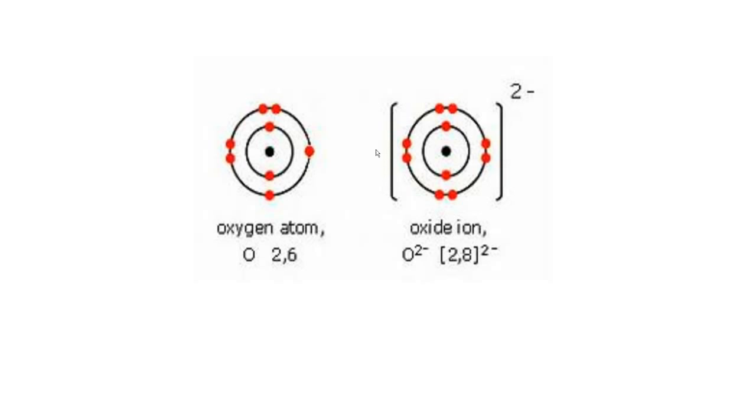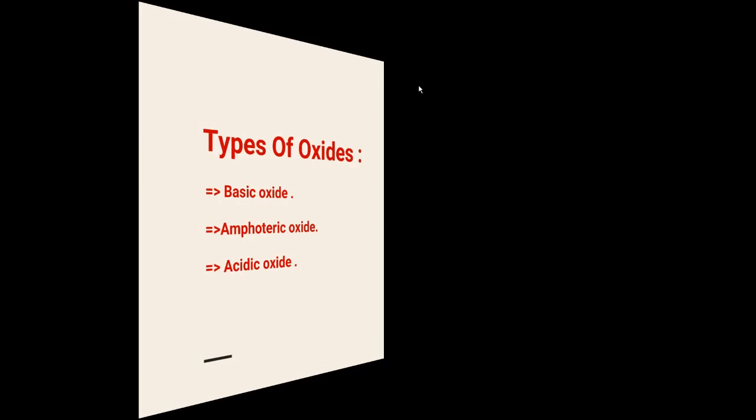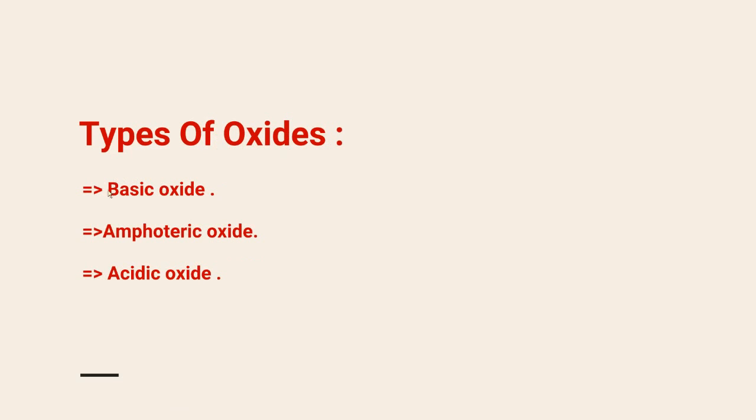Now you know that this is the oxide ion and this video deals with the oxides. There are three types of oxides: basic oxide, amphoteric oxide and acidic oxide. A base is any species that gives OH⁻ ions in aqueous solution, and an acid is any species that gives H⁺ ions in aqueous solution. The metallic oxides are the basic oxides and the non-metallic oxides are the acidic oxides.